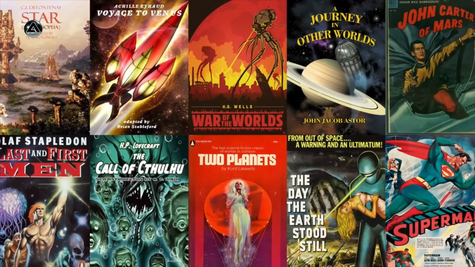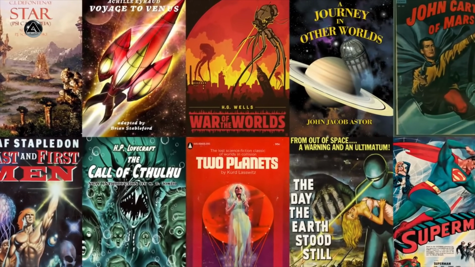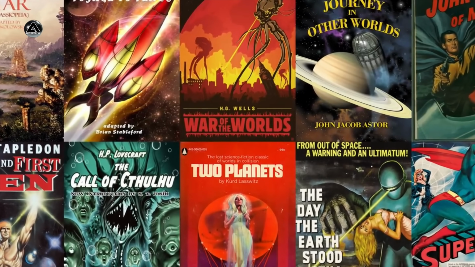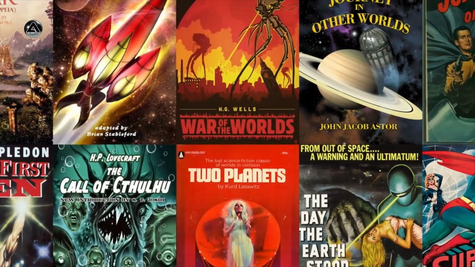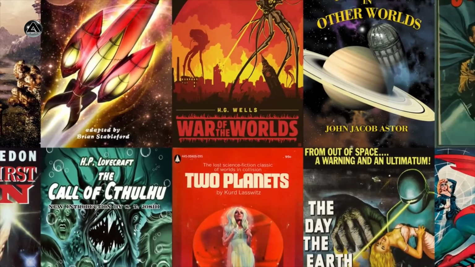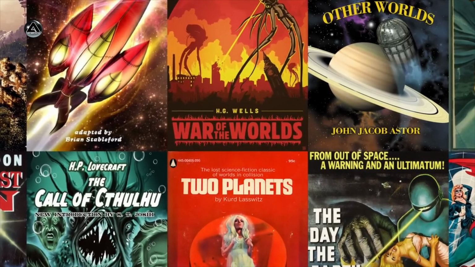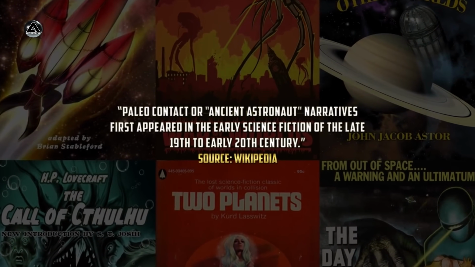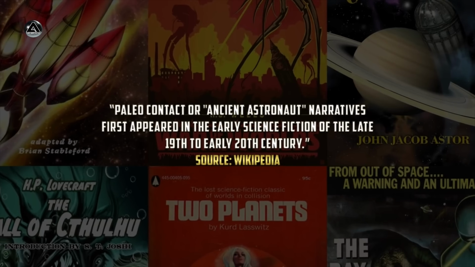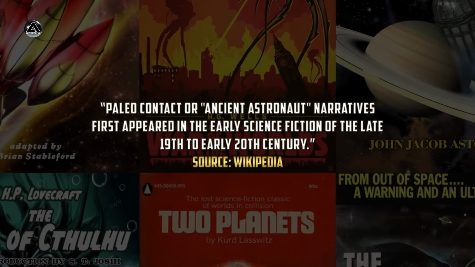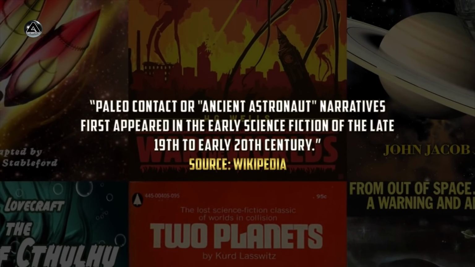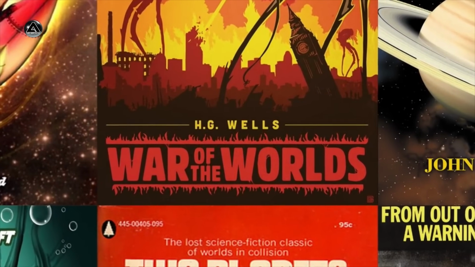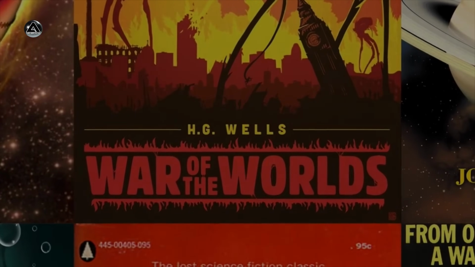If the average person were asked when in our history did the notion of extraterrestrial intervention first appear, most would undoubtedly say in the works of fiction in the late 19th and early 20th centuries. In fact, check out what Wikipedia has listed under the heading Hypothesis Origins. Quote, paleo-contact or ancient astronaut narratives first appeared in the early science fiction of the late 19th to early 20th century. End quote. Needless to say, like many other things on Wikipedia, this is far from correct. The true origin actually goes back several millennia.